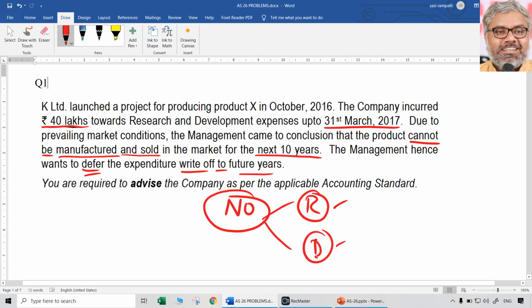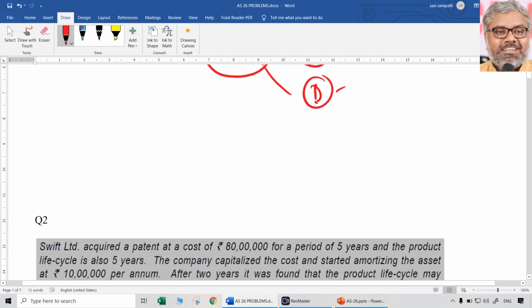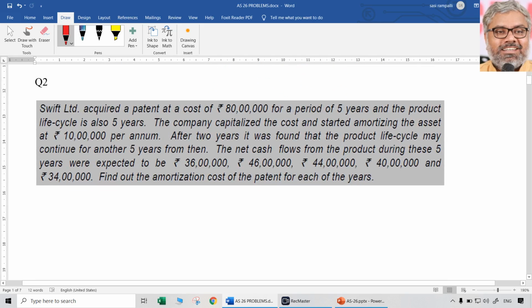So the management's decision is incorrect. That conclusion you have to write for that question. That's a case-based question. Now, question number 2 is the most popular type of question. Like this, many times AS26 problems were asked in the earlier examinations.